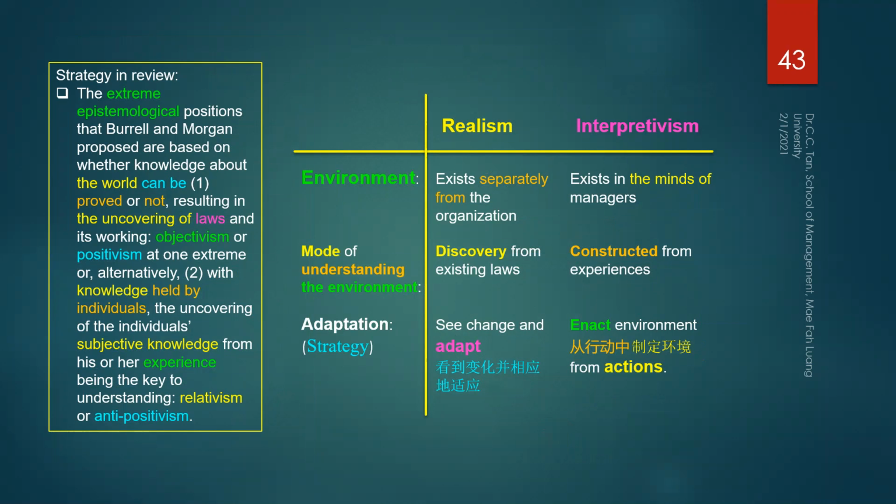So realism on the one hand, interpretivism on the other hand, I just give you a summary in table form. We have already talked about many different cases, and about how important this is in justifying your research direction, the way you approach your research. So, for example, in realism, the nature of the environment exists separately from the organization, it is exogenous. In interpretivism, the environment is endogenous, it exists in the minds of the managers.